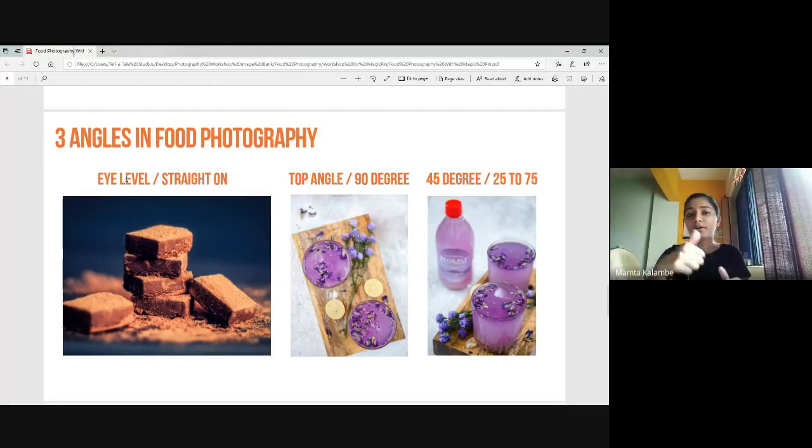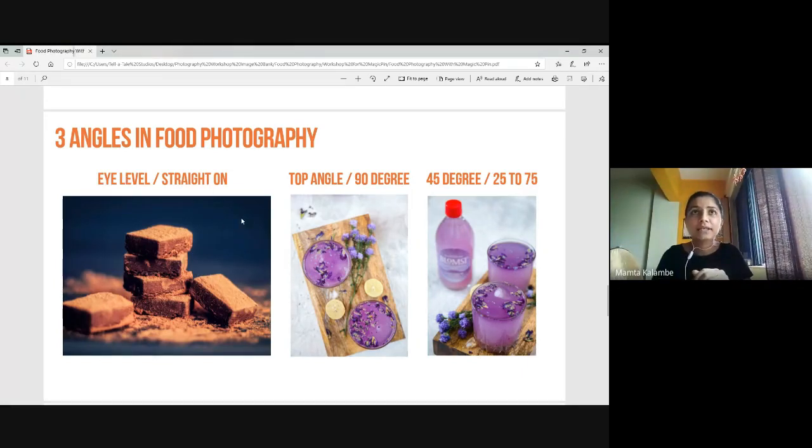So knowing these three angles really helps to understand, right at the start, which angle will work out for me. Then you're not wasting time shooting from 10 different angles, moving up and down. You're shooting these three different angles, and you then select the image that works for you. So first is the eye level.